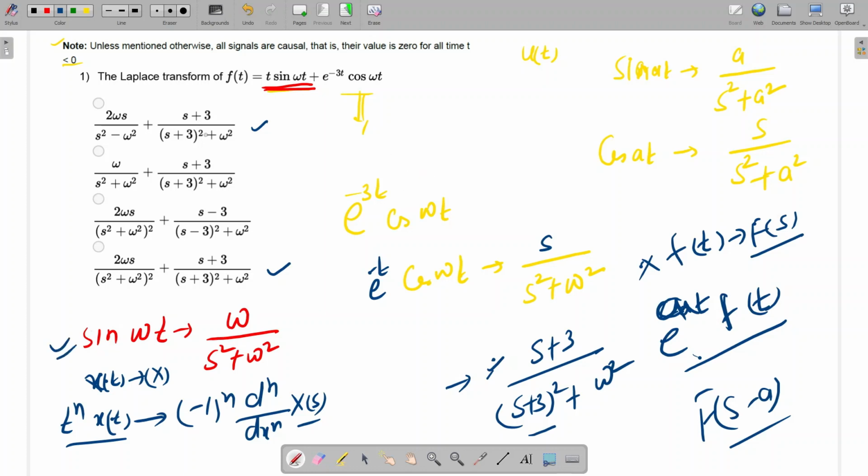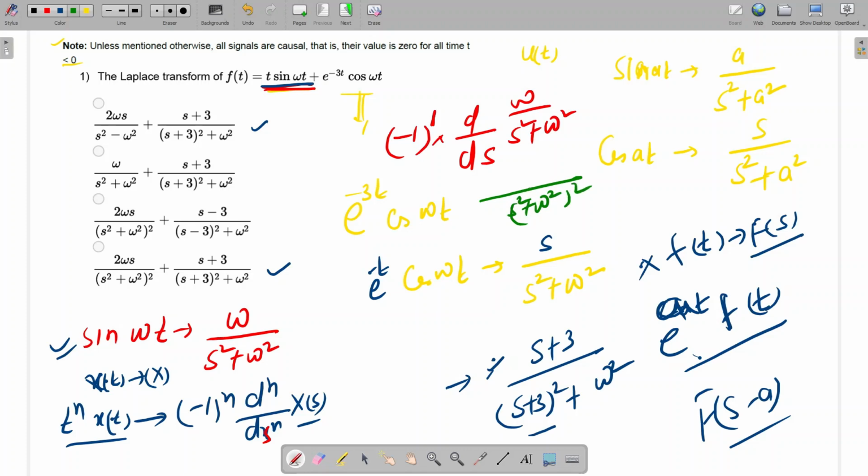So the final Laplace of t into sine omega t will be minus 1 to the power 1, since here t to the power 1 is there, then d by ds into X(s). So X(s) is omega divided by s square plus omega square. Can anyone do this simplification? What will be the value? So the denominator will be s square plus omega square whole square. What will be in the numerator? Can anyone tell? Sir, total 2s omega, sir.